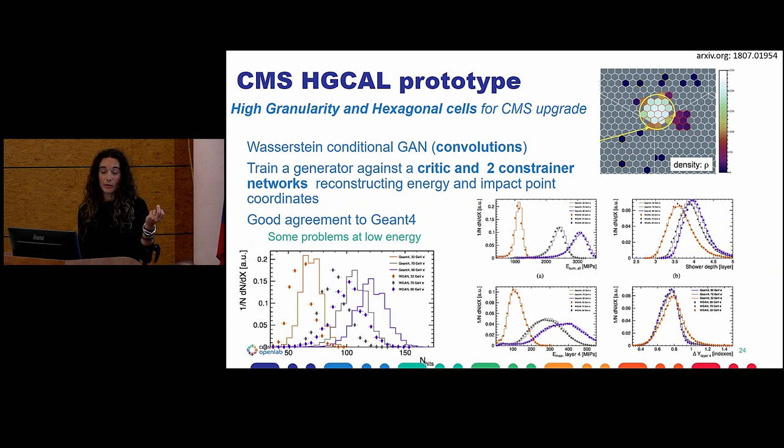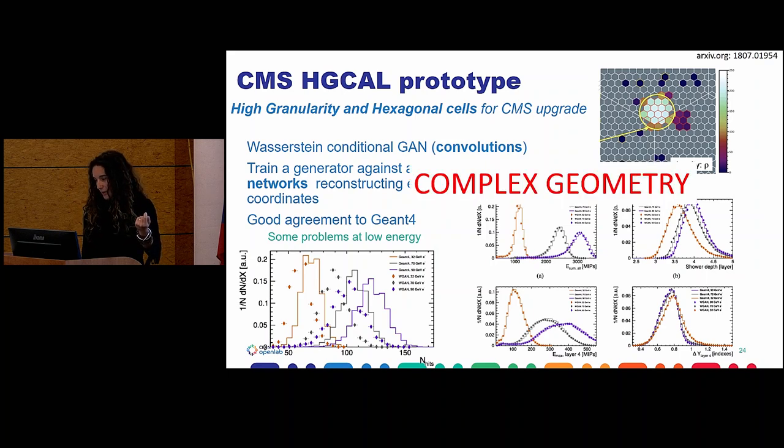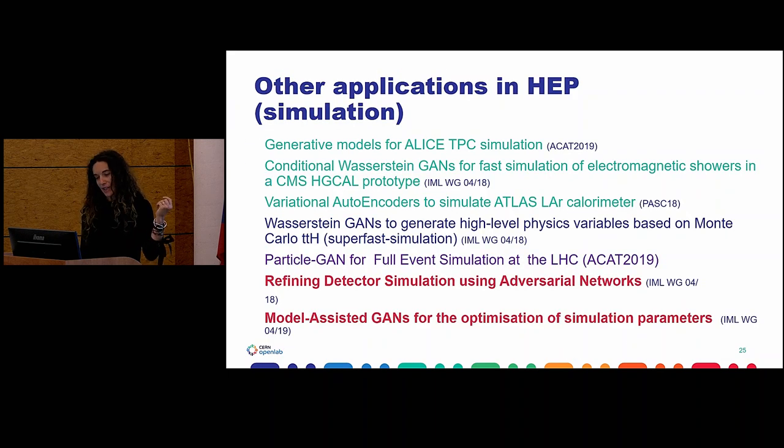This is an example of a use case in which maybe convolutions are not the best because of the geometrical shape. We are looking into graph generative adversarial networks to do this. Complex geometry. If you look through my slides later, there are plenty of examples that I didn't have time to mention.